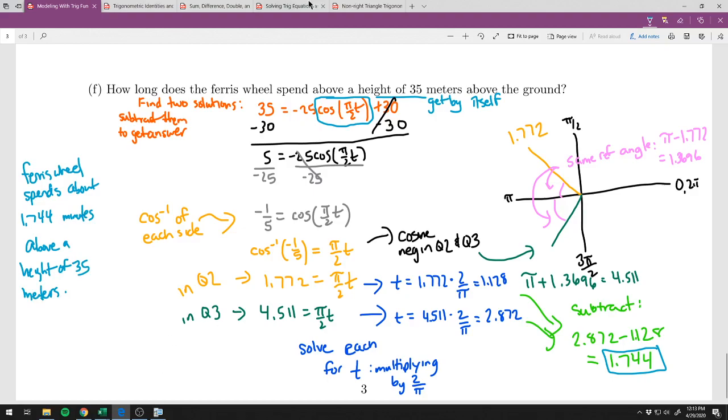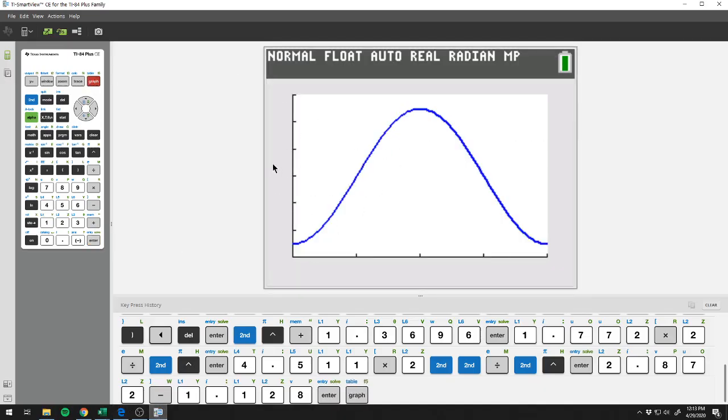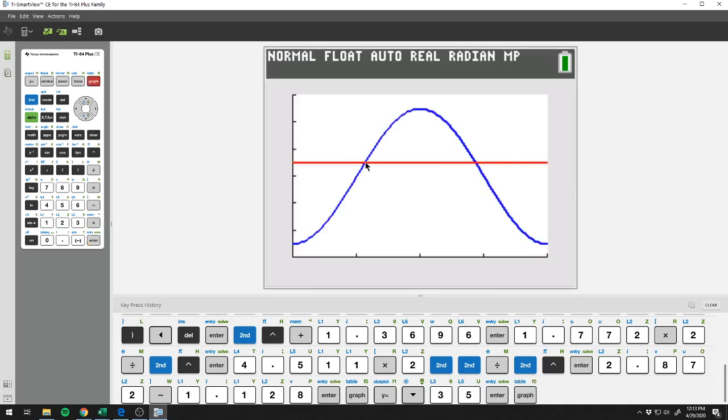Right, but if you look at the graph, you can kind of make sense of that. Let me just go ahead and plot y equals 35. You can see right here, the first time they intersect, it's a little bit past 1. Maybe that's that 1.128. And the second time they intersect right here, it's a little before 3. That must be that 2.872. So our numbers make sense. Everything looks good.